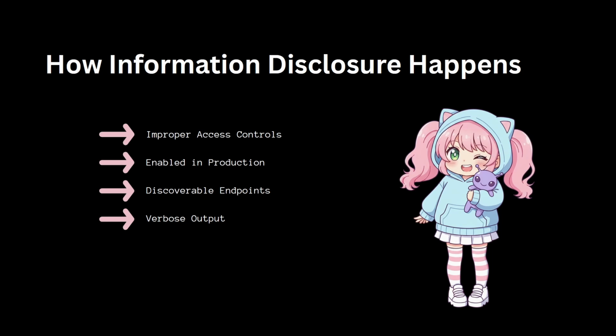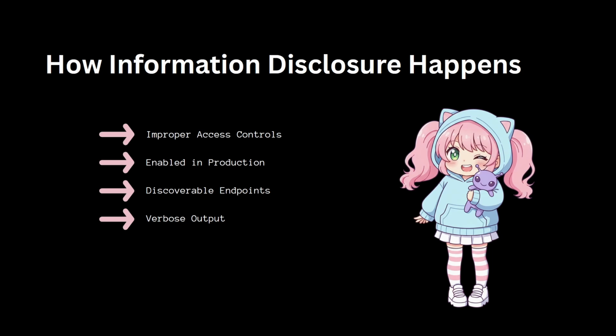And then we have the second point, which is enabled in production. That means that the debug modes, or say the debug pages, are mistakenly left active in the live environment. As I mentioned previously, these pages should not be left open in the live web application. They should be hidden or mostly should not be made accessible to the normal users. This could lead to the disclosure of the debug pages. Okay, so that's the second point.